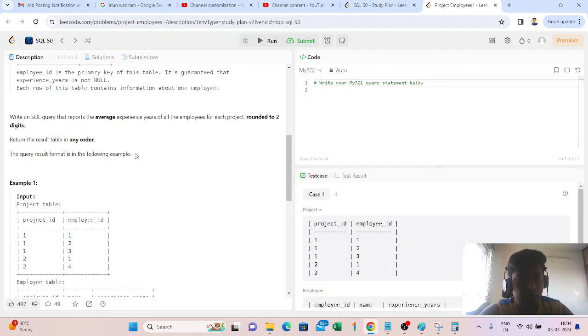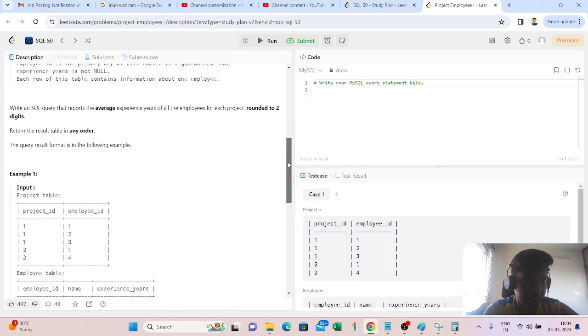Now what they have asked is to write an SQL query that reports the average experience years of all the employees for each project, rounded to 2 digits. So basically, the number of employees working in a particular project should be calculated, and the average years of those employees should be calculated. Suppose there are three people working in project ID 1, so we will calculate their experience and divide it by 3. Return the result in any order.